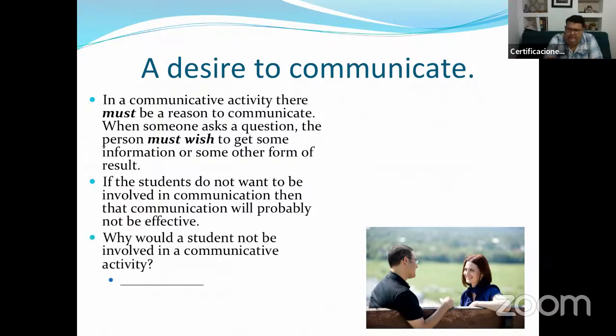Let me ask you something, Christina. Why would a student not want to be involved in a communicative activity? Because we are talking about something that is out of their interest, or maybe it's not functional for them. Very good. That's the reason. If a student is not interested in the conversation, he will not be motivated to talk.